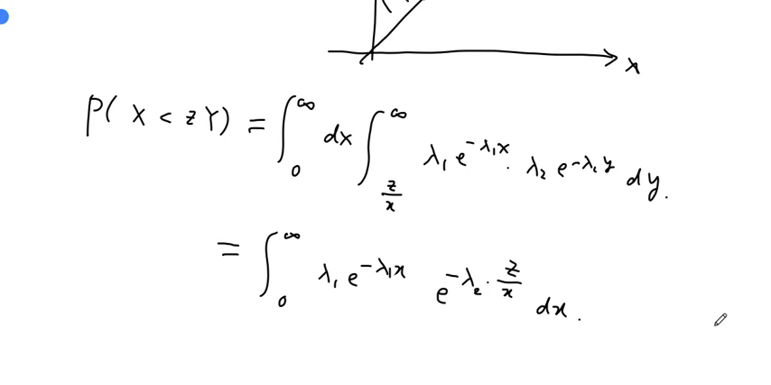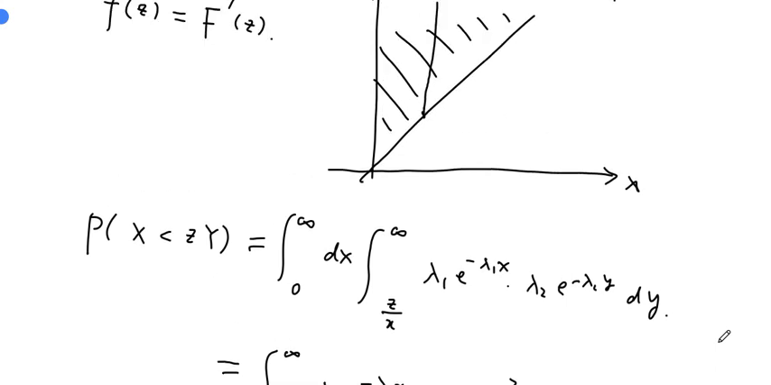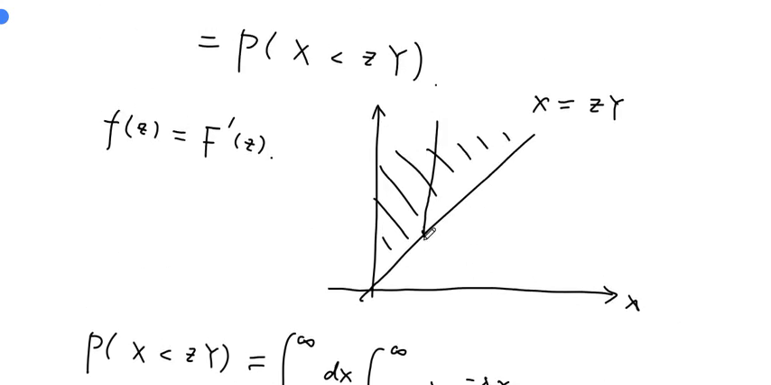I'm sorry, I made a mistake. If this is the x here, I cannot integrate out. So I made a mistake. Let's say y is from infinity to this point, from this point to infinity. So for x fixed, what is y? Okay, I made a mistake.